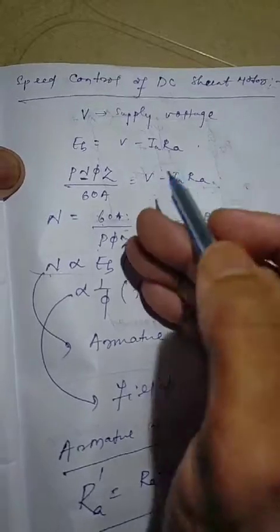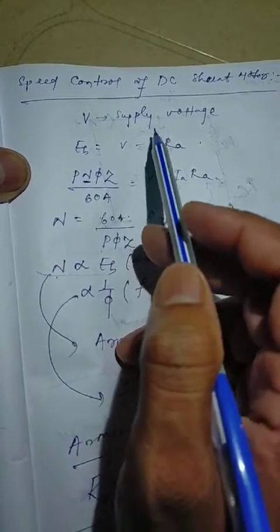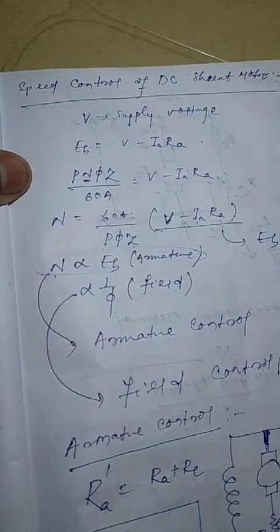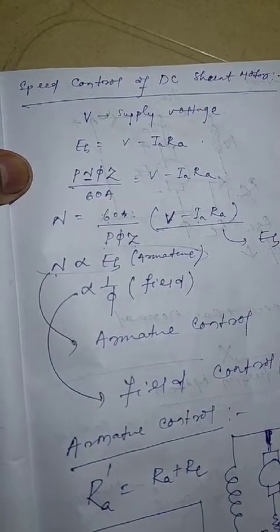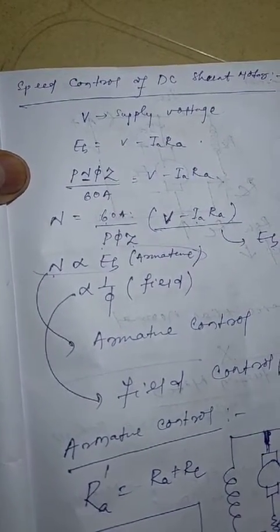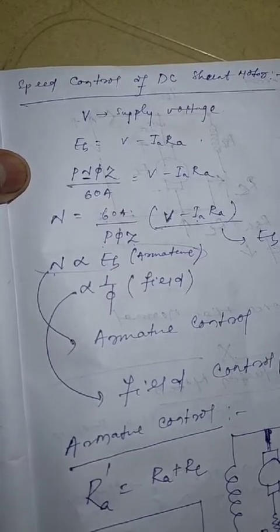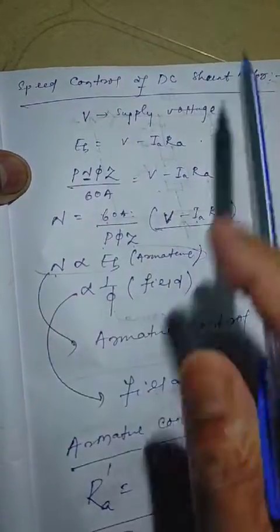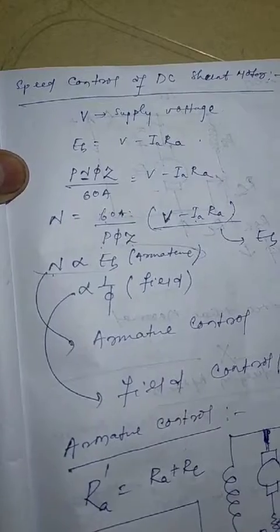So now we'll go to the speed control of DC Shunt motor. So what is actually speed? Whenever the motor rotates, it will be rotating with a particular speed. How to determine actually that speed? As per your syllabus, you have speed control of DC Shunt motor. So how to find it out?